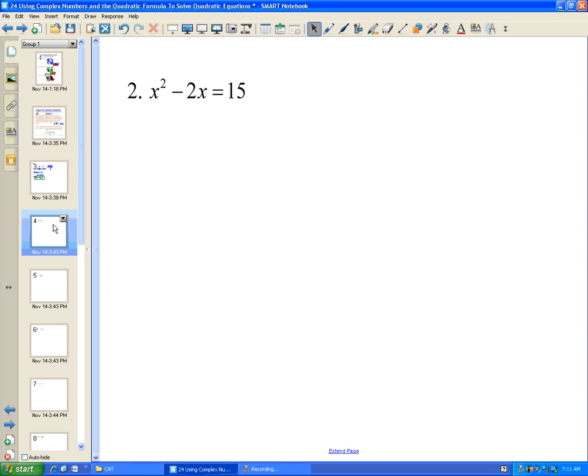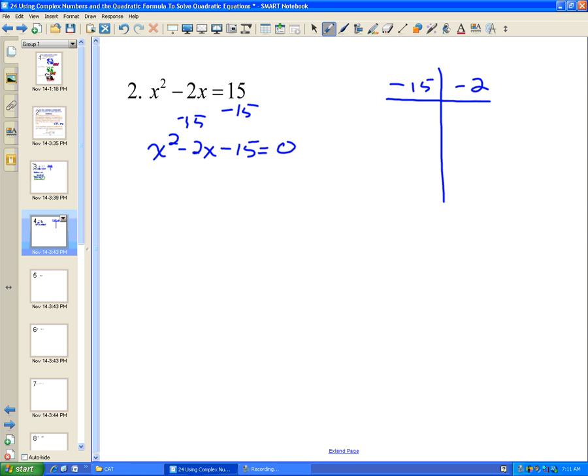Here's another problem. It's quadratic because I have an x squared. It doesn't say equals 0, so the first thing I'm going to do is subtract 15 from both sides. So I get x squared minus 2x minus 15 is equal to 0. Again, I want to ask myself, is there something that multiplies to be negative 15 and adds to be negative 2? Again, this is basic factoring because a is 1. What multiplies to be negative 15 and adds to be negative 2? Well, negative 5 and 3 will multiply to be negative 15 and add to be negative 2.